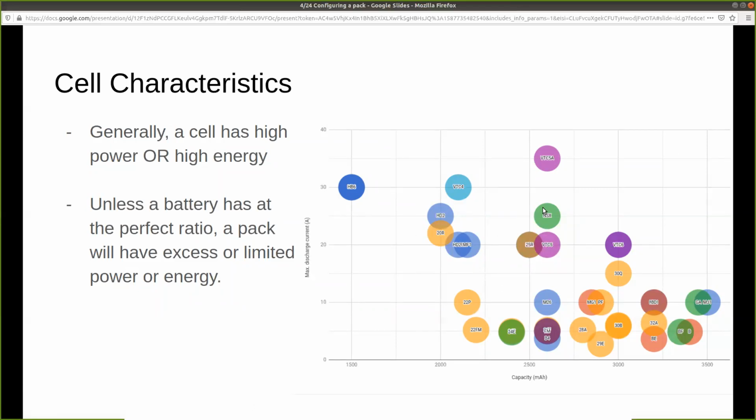And the ratio of these two will decide, as you increase the number of cells, whether you are going to hit your energy storage number first, or your power number first. And whichever one you hit first is going to be in excess before you hit the other.